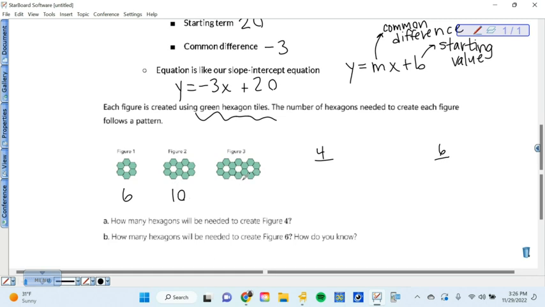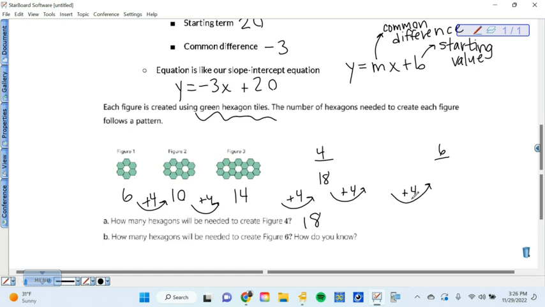And then how many in figure 3? 14. So what are we doing again? Yeah, we're adding 4, right? Adding 4. So figuring out figure 4 is really easy. We just add 4 to 14 and we get 18. Good. And we could just do the same thing to get to figure 6. I just have to add 4 2 times, right?